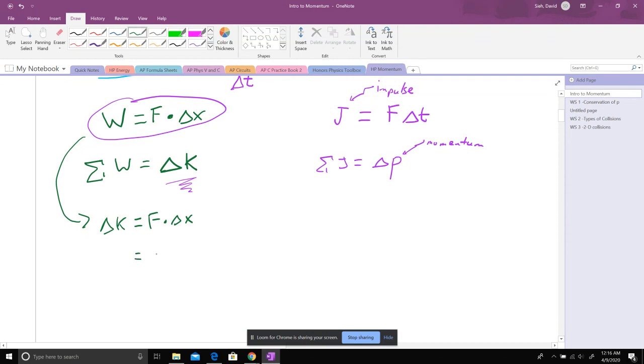And you say, well, that work that's done, I can use the most important formula in physics, and that is F equals ma. And so I'll substitute in ma for F, and you say that delta x, then we still have hanging around.